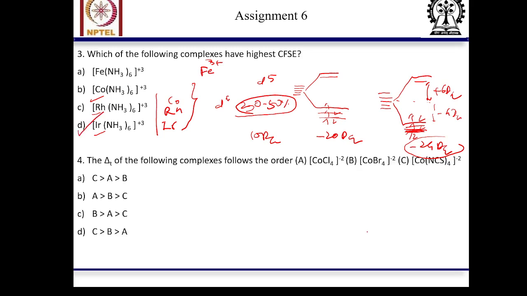Okay, next. The delta t of the following complexes follow the order. A is CoCl4 2-, CoBr4 2-, and Co(NCS)4 2-. So which option is correct?